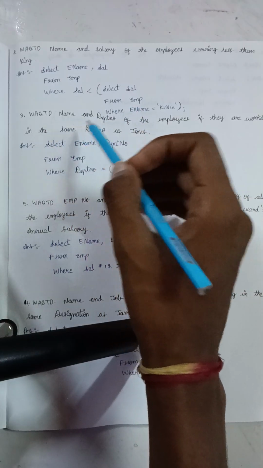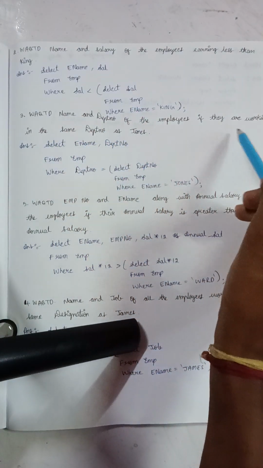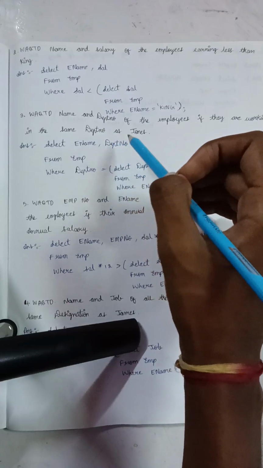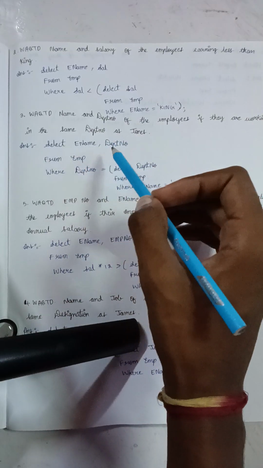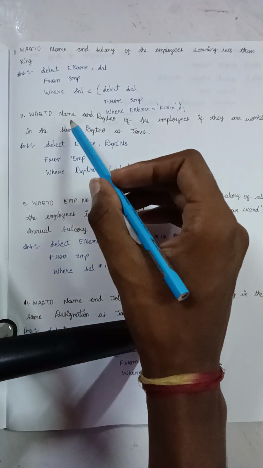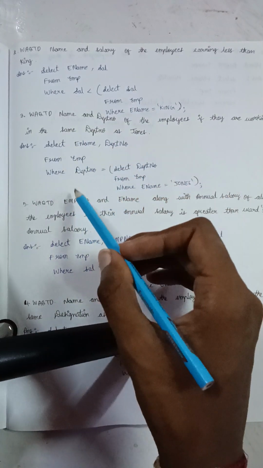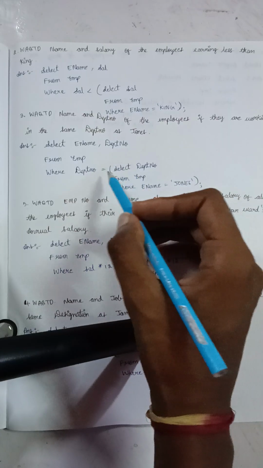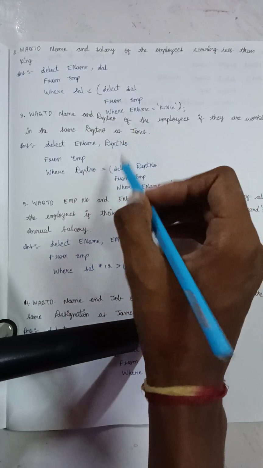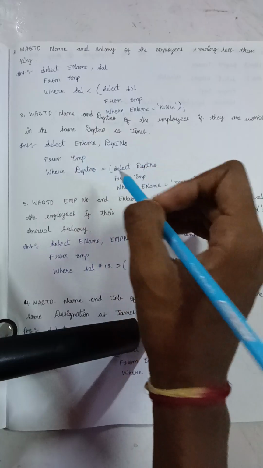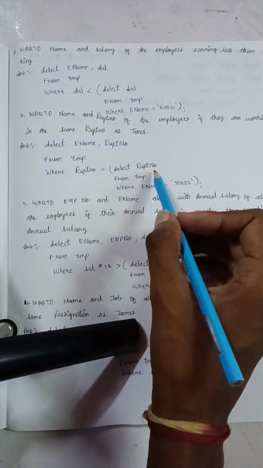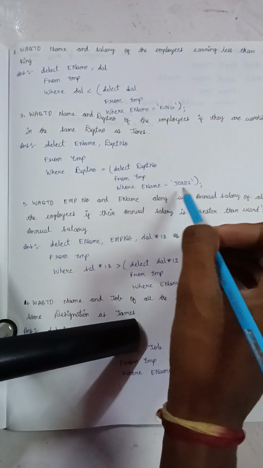Write a query to display name and department number of the employees if they are working in the same department number as Jones. Select ename, department number. So here we want ename and department number from EMP where department number is equal to the unknown, Jones's department number. So select department number from EMP where ename is equal to Jones.